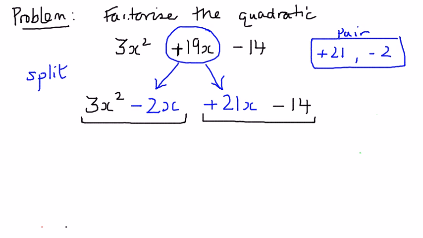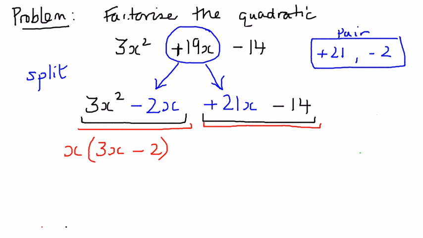The common factor of the first pair here is x. So if I remove that from this first pair, it leaves me with 3x minus 2 multiplying by the x. And in the second pair here, the common factor is 7, but it helps to put the sign in front of it. That's positive 7. The factor that remains then is 3x minus 2, and a check for us is that these two factors are the same.